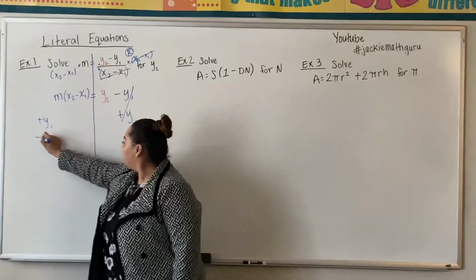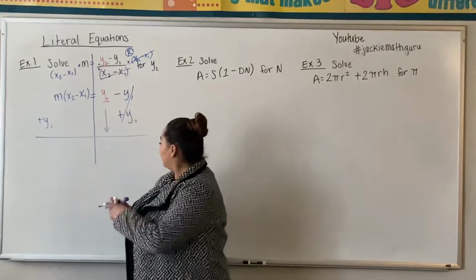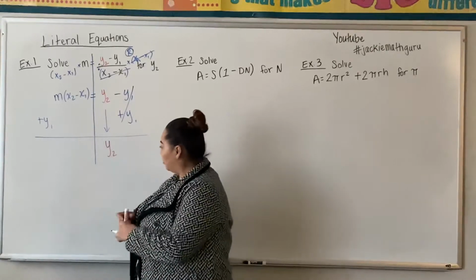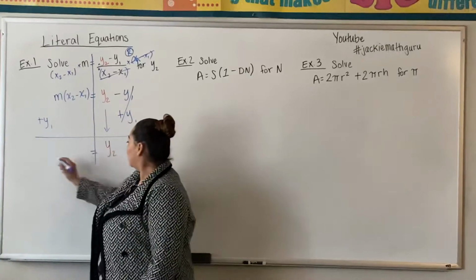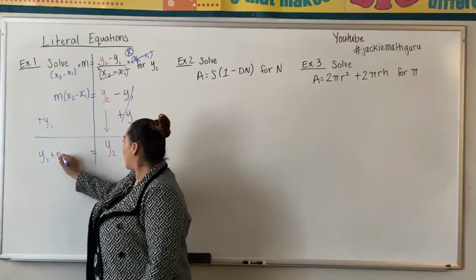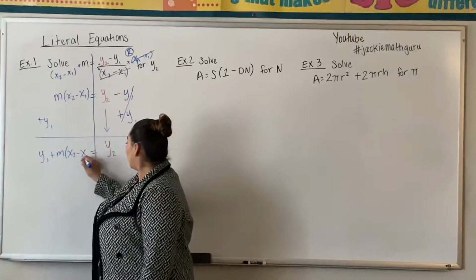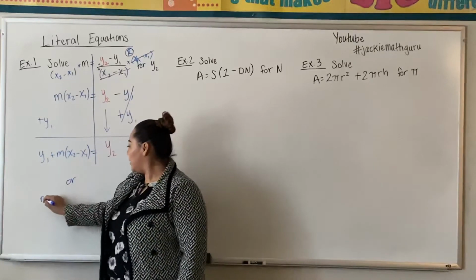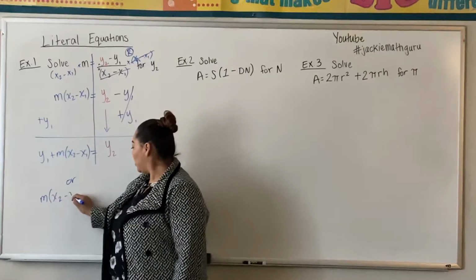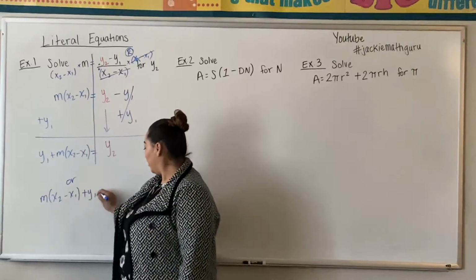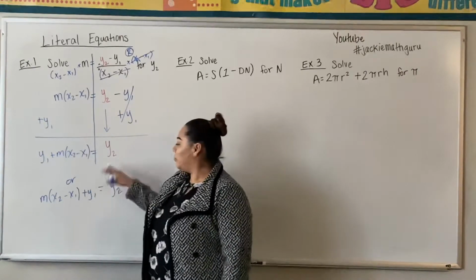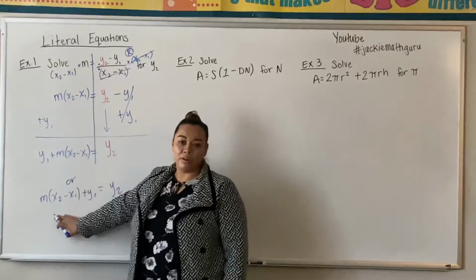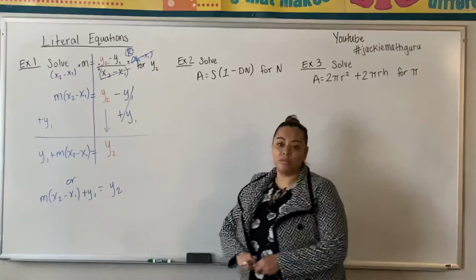Cross these out. You bring down your y2, which is what we're trying to solve for. We already have it by itself. y2 equals, and then you can say y1 plus m times x2 minus x1. This is your correct answer, or you might see it as m times x2 minus x1 plus y1 is equal to y2. Both of them are correct. It doesn't necessarily have to be this one first or that one. It doesn't matter. Just look at your answers and see which one it is.